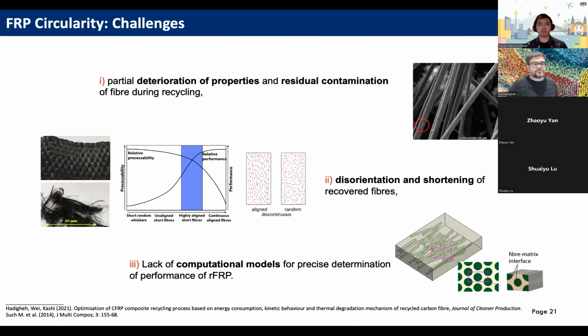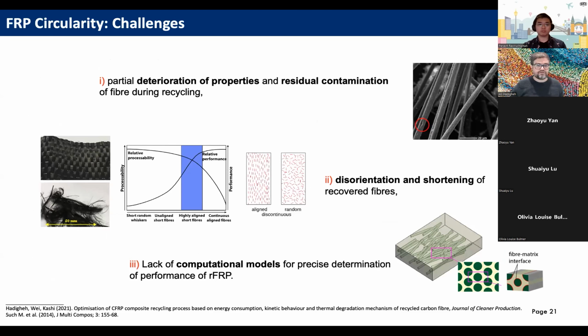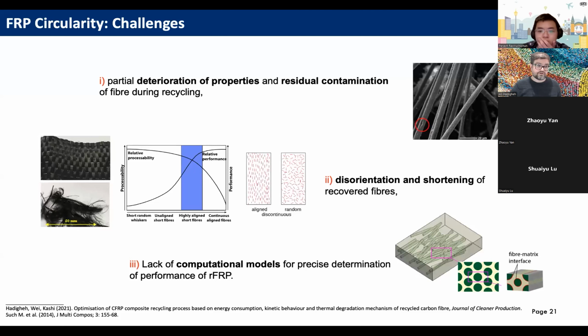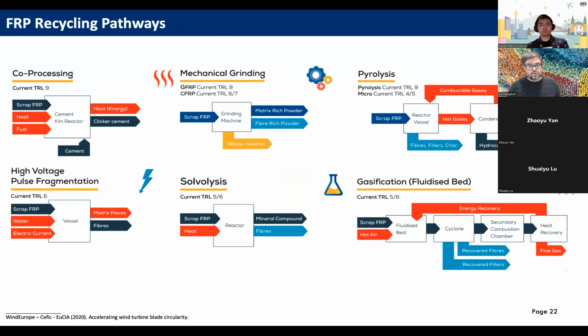So currently, the reuse and recycling of these composites is very, very limited. In Australia, it is zero, less than 5% globally. This is due to partial deterioration of mechanical properties of fiber during recycling and disorientation of these recycled fibers during the recovery process. And also, there's a huge lack of computational models for precise determination of mechanical performance of recycled FRP materials.